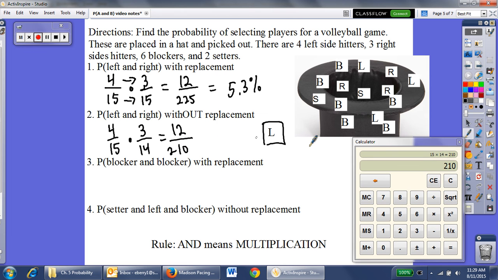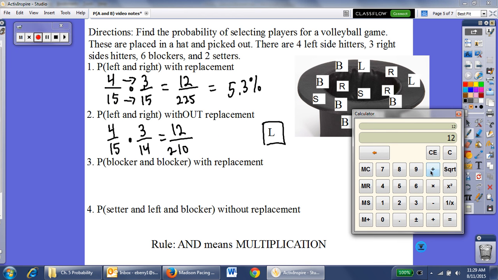And now dividing to get our percent, we have 12 divided by 210, and that's, let's see, 0.057. So that equals 5.7%. So you can see the probability is a little higher here for the second part because the total is less, because when we did not replace that left side hitter and the slip of paper is on the outside here, it raises our chance of actually drawing a right side hitter because there are fewer slips of paper left in the hat.